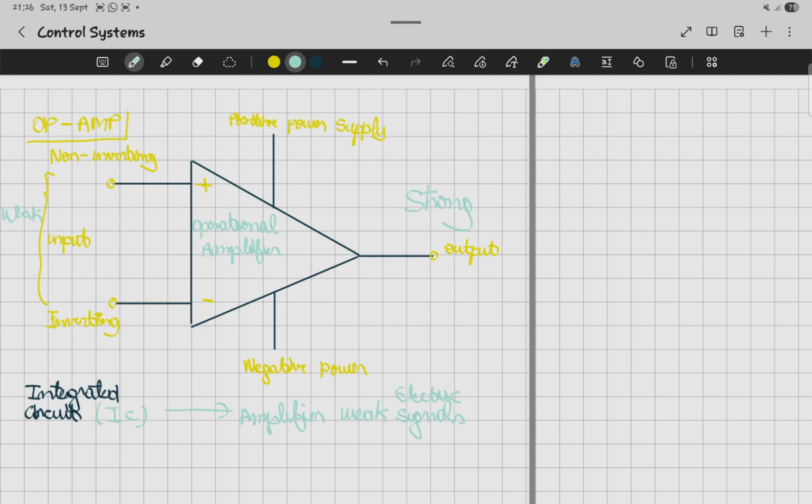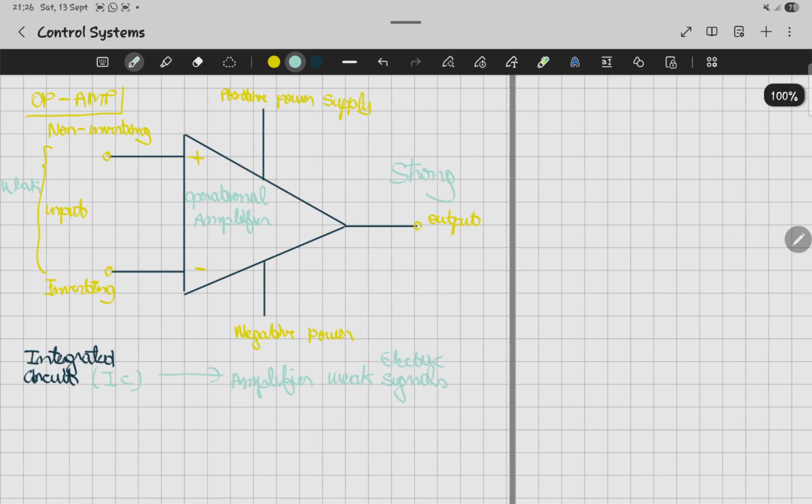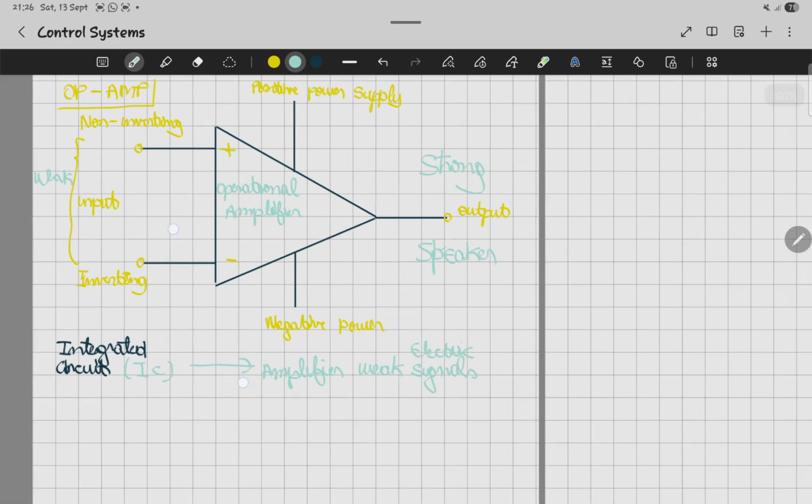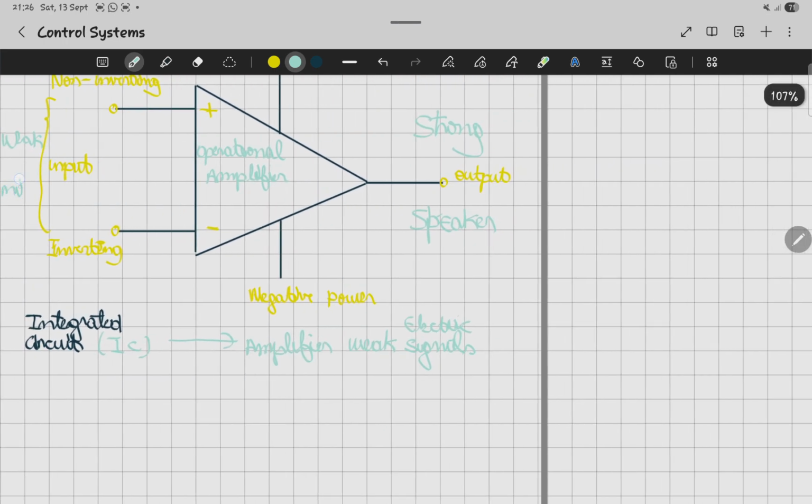You see, when someone speaks over the mic, this is a weak signal that the person is sending through the mic, and on the output side we have a speaker. So when you get the sound, that is why we use this amplifier. So on the output we can have a speaker, for example, and on the input we can have a mic, for example.